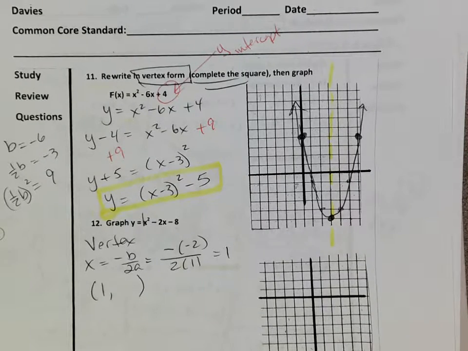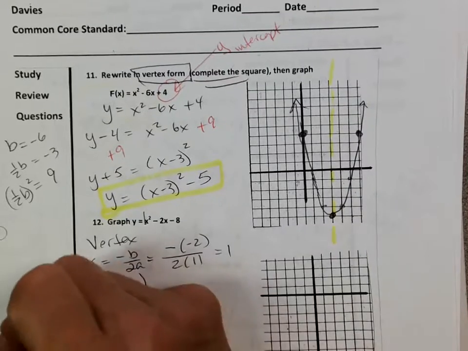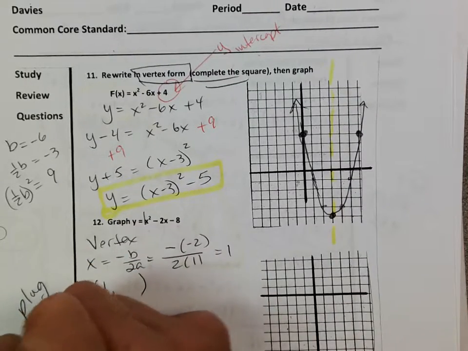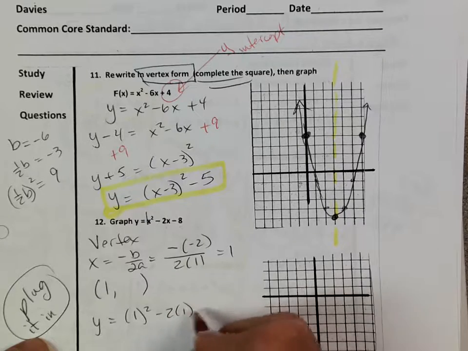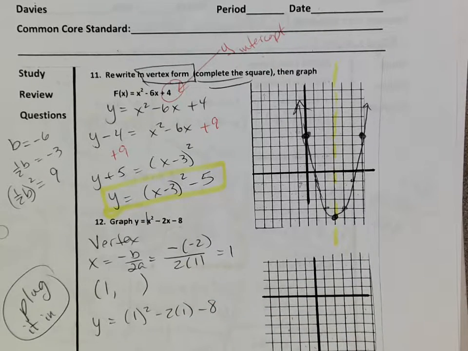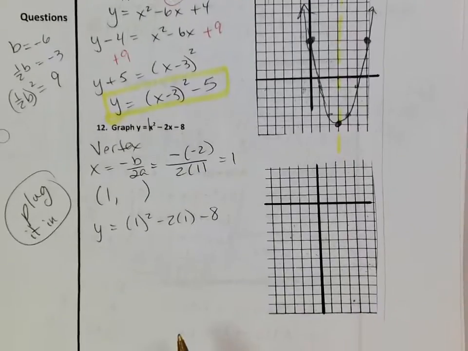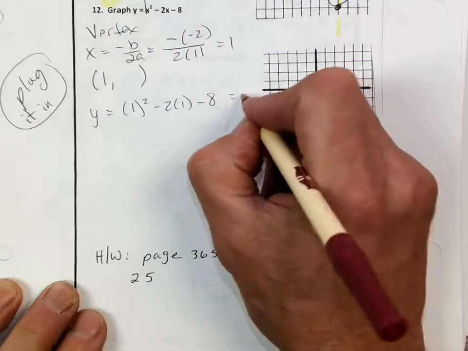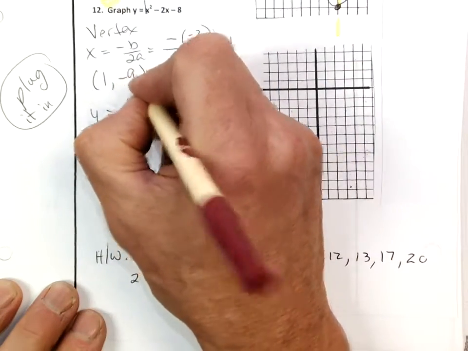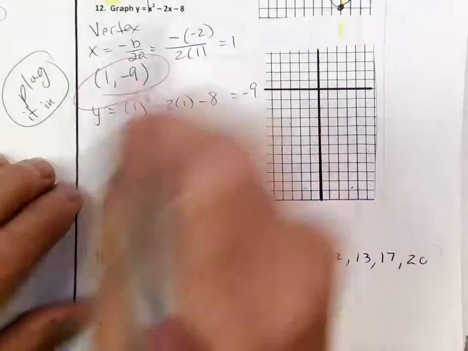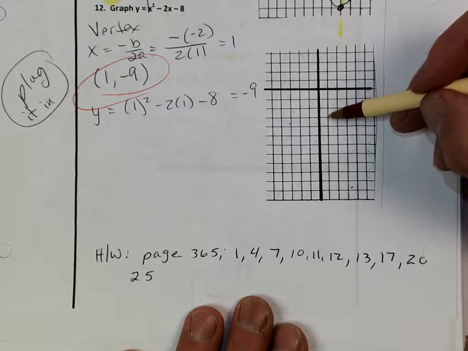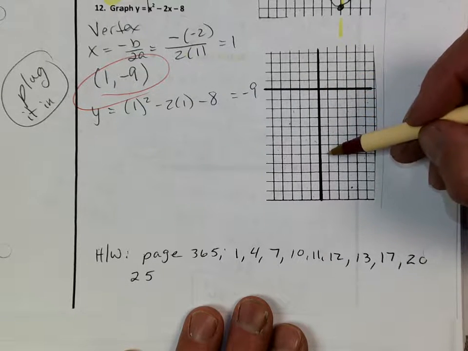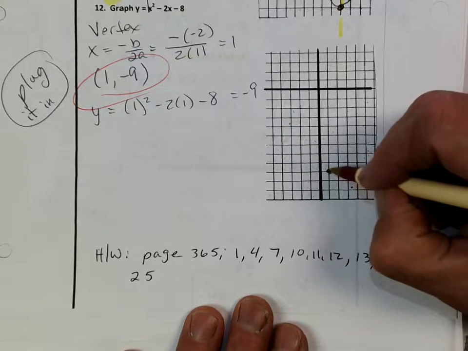Plug it in, right? So to get the corresponding y value, let's plug it in. All right, so I'm going to go y equals my 1 squared minus my 2 times my 1 minus my 8, which turns out to be negative 9, okay? So my vertex is at 1, negative 9. I'm going to circle that. Okay, I want to use that. So I'm going to go 1, then 1, 2, 3, 4, 5, 6, 7, 8, 9. There's my vertex, okay?